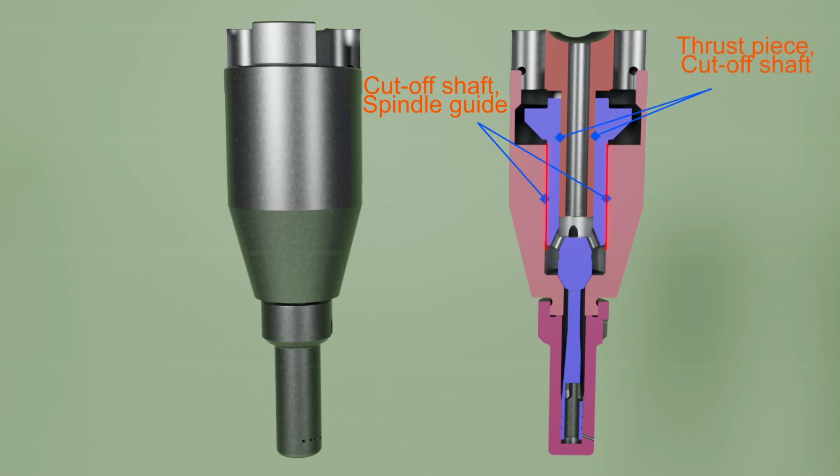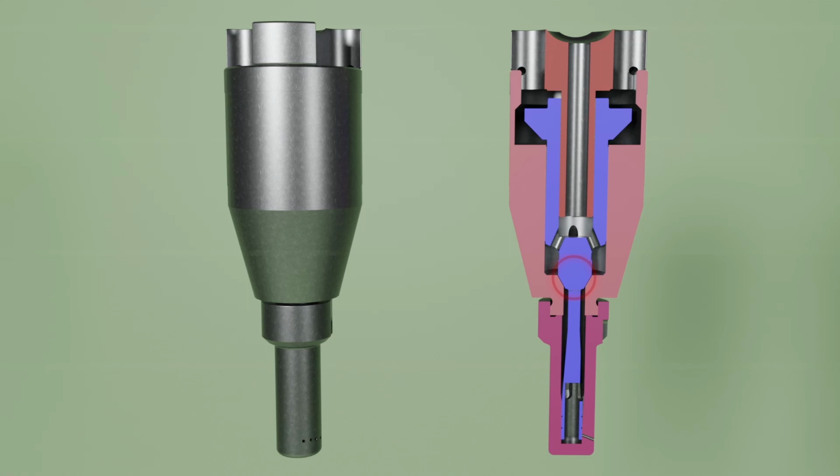Imperfections like scratches and dents on these surfaces will cause the high-pressure oil to leak into the return side, causing less fuel to be injected. Also notice the conical seating surface between cutoff shaft and spindle guide. Any imperfection on this seating surface will cause the fuel injector to drip, increasing fuel consumption and exhaust temperatures.